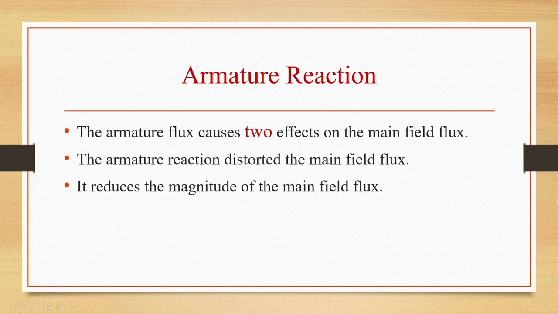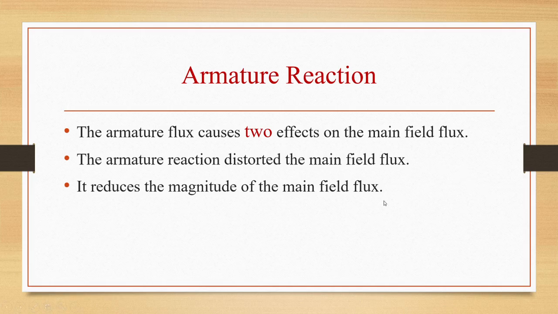Why are we studying armature reaction? Because it will create some effects on the main field flux, because of which a few changes will happen inside the machine. Okay. So let us see them. Armature flux will cause two effects on the main field flux. First one is armature reaction will distort the main field flux. Second one is it will reduce the magnitude of main field flux.